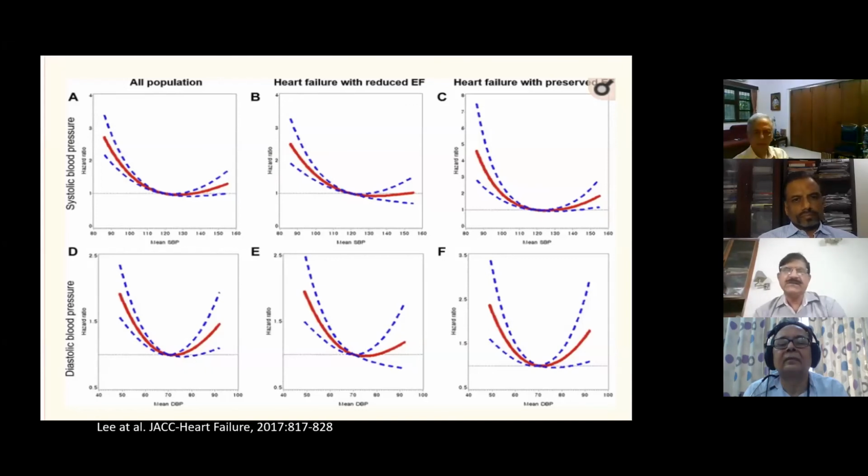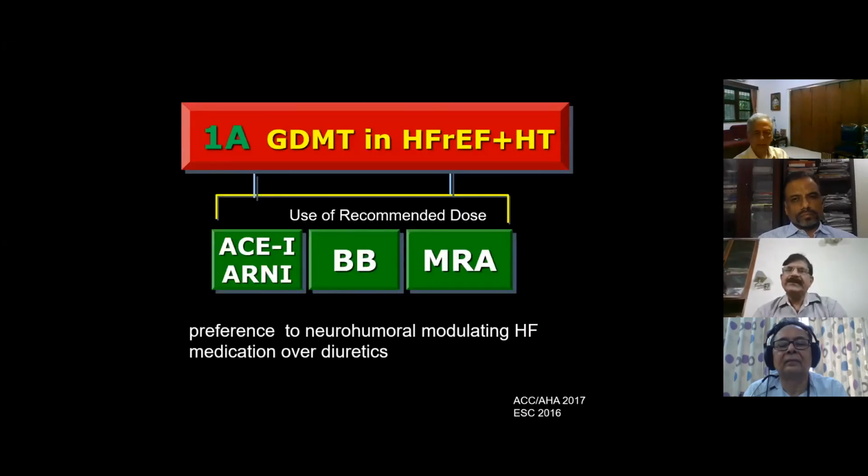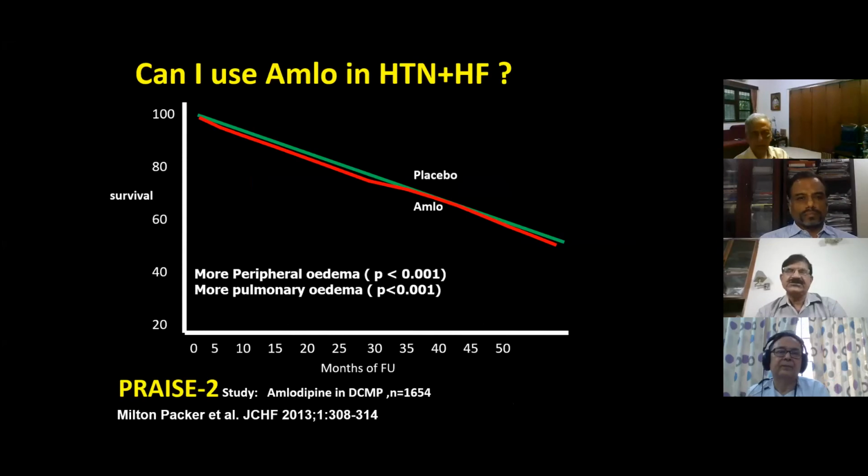So how should we be treating hypertension in HFrEF? Obviously, class 1 agents in HFrEF are equally antihypertensive drugs. So anti-RAS agents, beta blockers, and MRA are class 1 agents for HFrEF with hypertension, besides diuretics, which have a significant role to play. Can I use amlodipine in hypertension with heart failure?